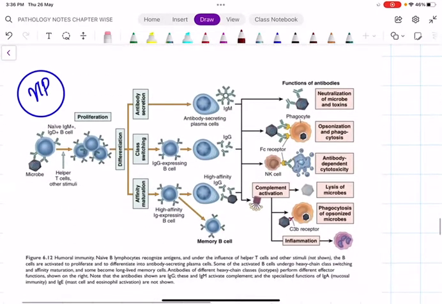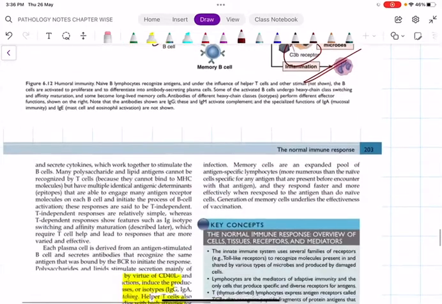Then we have what? Antibody secretion, class switching, affinity maturation, all this terminology is not that important as far as pathology is concerned. Remember, finally they cause neutralization, opsonization, phagocytosis, antibody dependent cytotoxicity, all those. Opsonization is mainly enhanced by C3b receptors, opsonins. C3b, C5a, all these are there.